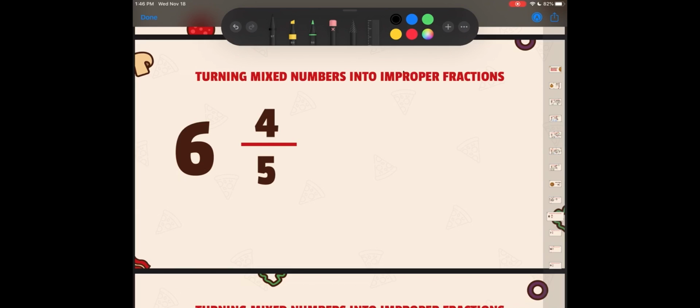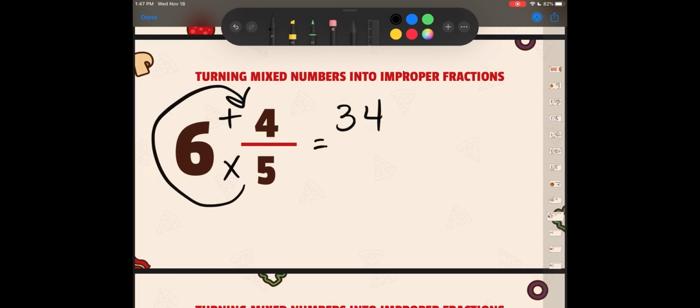So we've got 6 4/5. So we start at the bottom, right? We start with our 5, multiply by our whole number, then add our numerator. So we do 5 times 6 plus 4. 5 times 6 is 30 plus 4 is 34. So we worked our way up and around. That got us our new numerator.